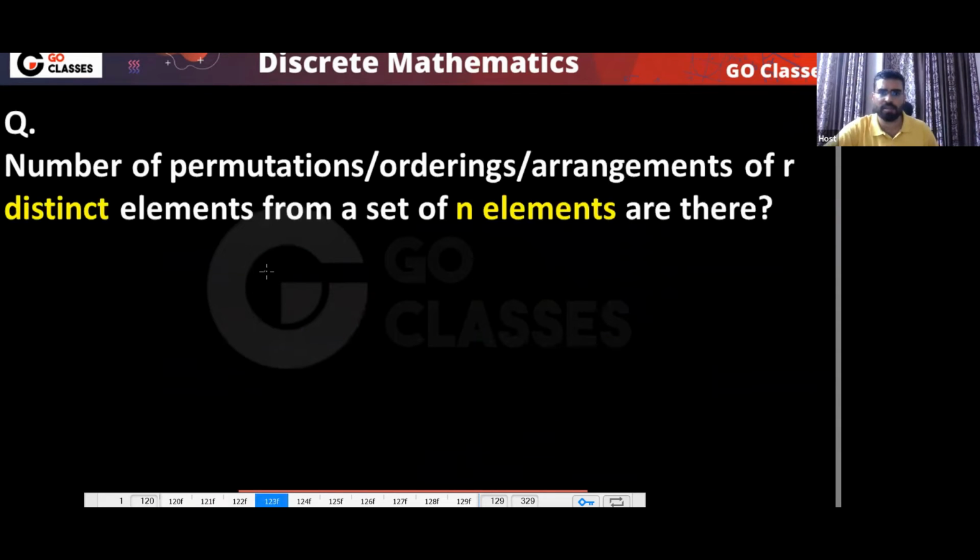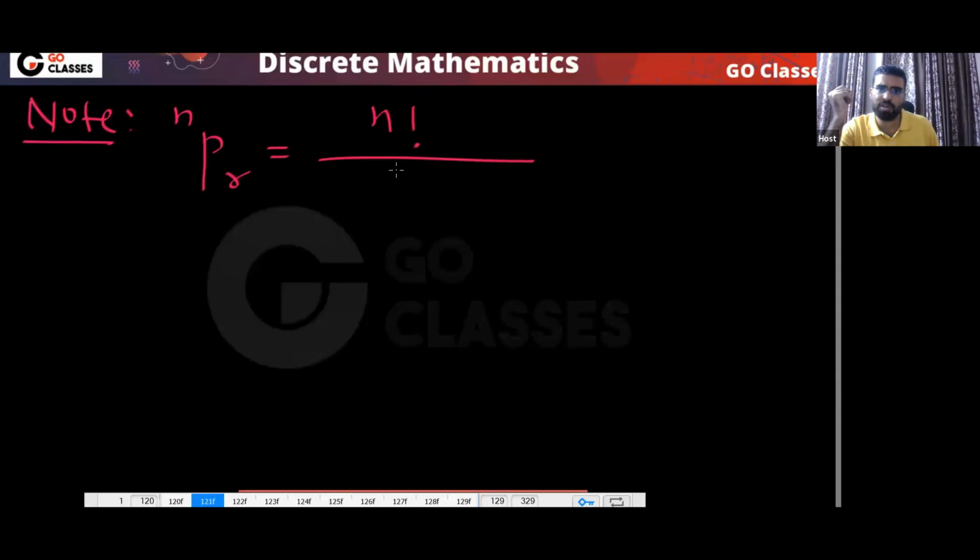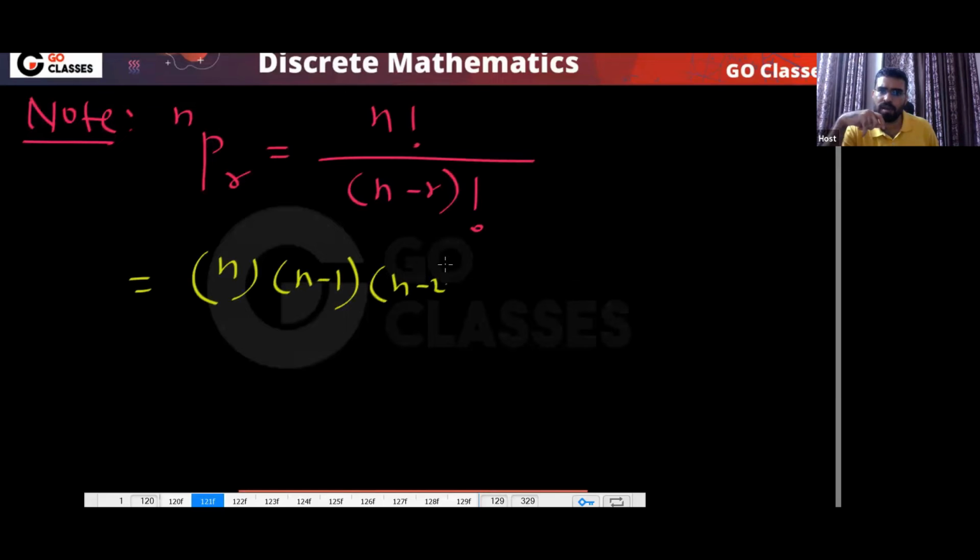Now let's move on. What is the answer for this? Tell me. You notice this point. If you notice nPr, what is that? nPr is basically n factorial divided by (n minus r) factorial. Okay, let's solve it. If you open it, n, n minus 1, n minus 2, and so on, what will you get? Tell me.